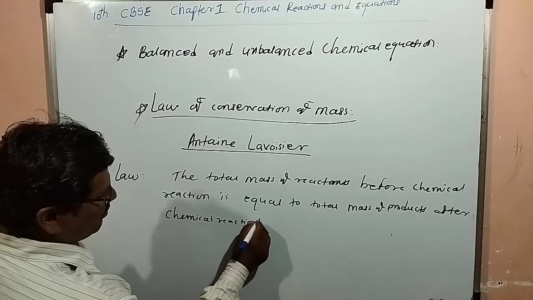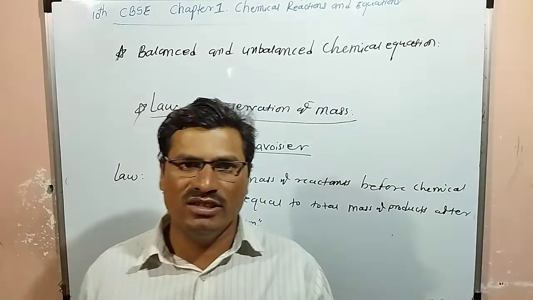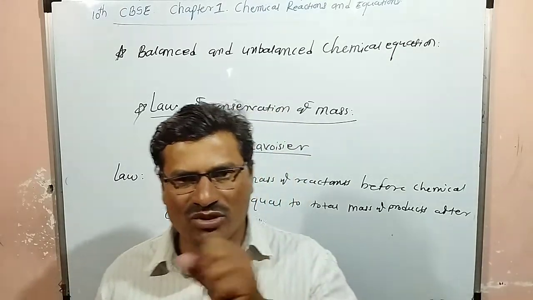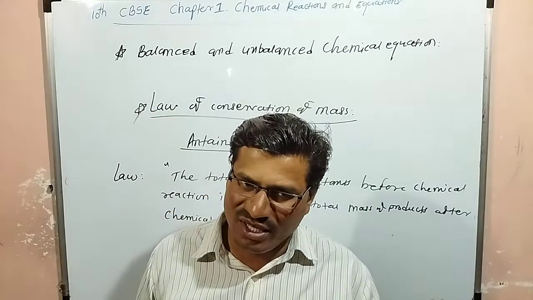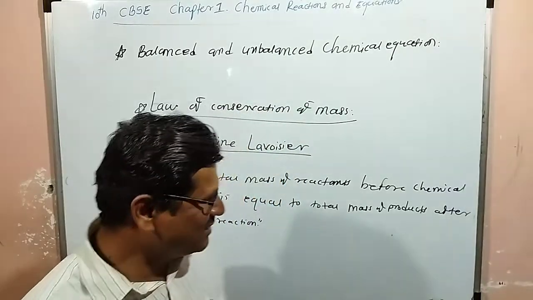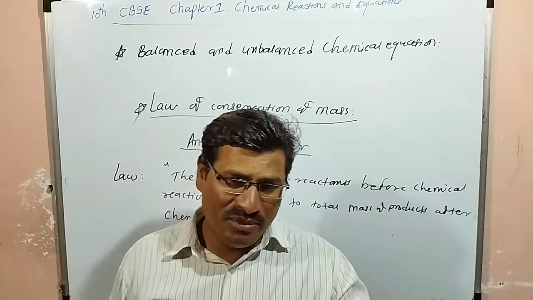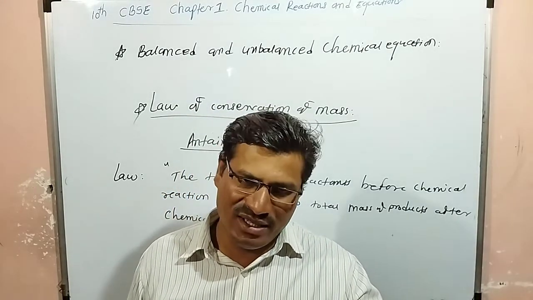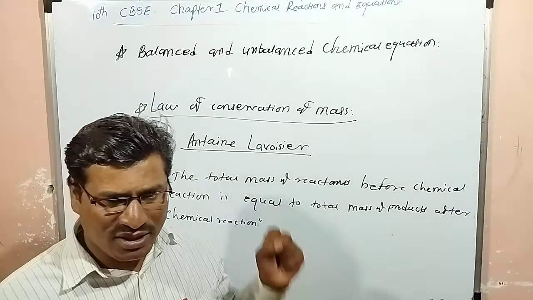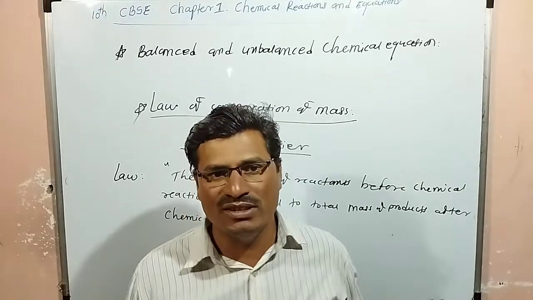So simply, what this law tells is that the mass of the reactants is equal to the mass of the products. That means you can say mass cannot be created, mass cannot be destroyed. So whatever chemical equation we are writing using symbols and chemical formulae, according to this law the mass of the reactants should be equal to the mass of the products, and if it is equal, then you can say that chemical equation is balanced.